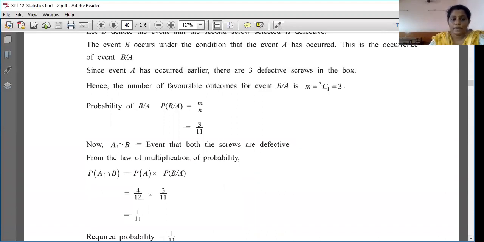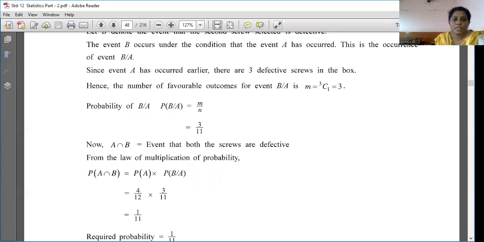Now, event A intersection B is that both the screws are defective. Both means intersection. In the question also they have given: find the probability that both the screws selected are defective. Both are selected, so it is intersection. So P of A intersection B is, by the law of multiplication, P of A into P of B by A.